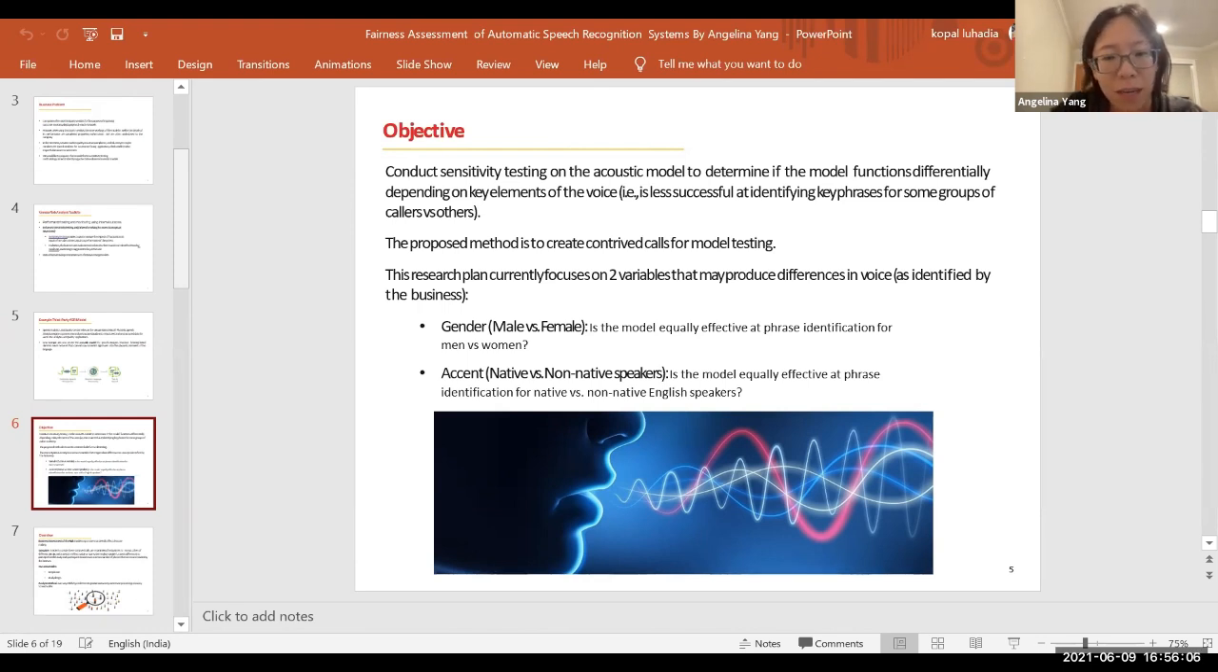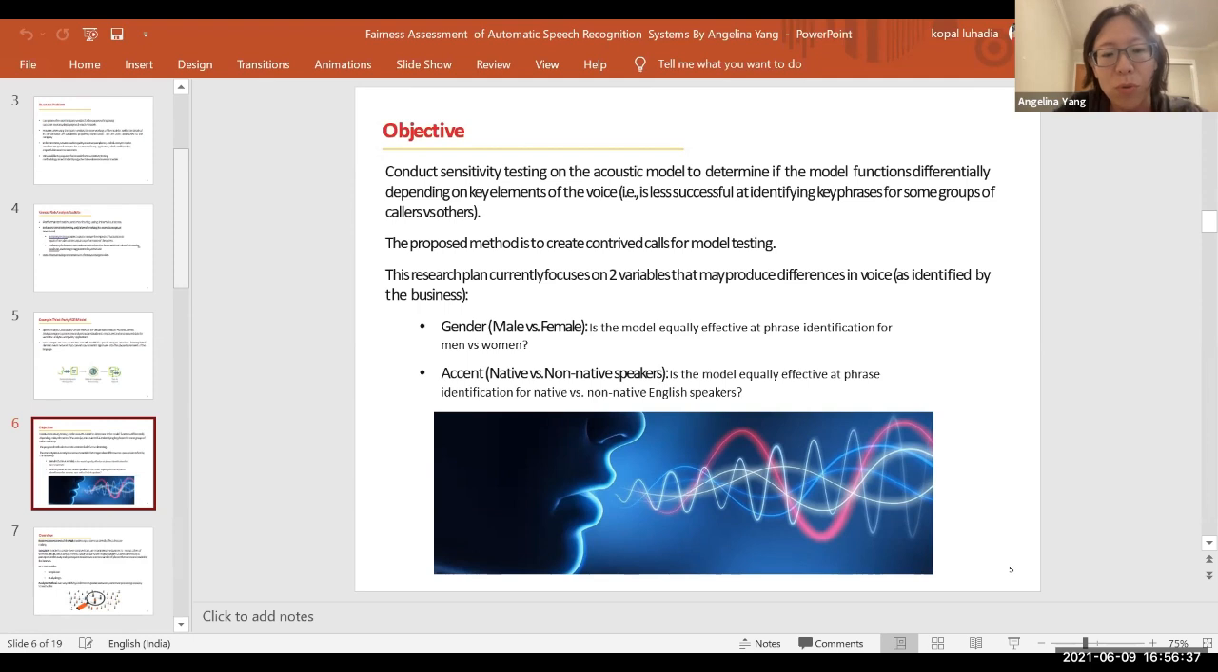So these are then identified by the business. One is gender, for being male or female callers, or accent, which is native English speakers or non-native English speakers. So the question we're asking here is, is the model equally good at identifying phrases spoken by these different subgroups of people? So here I'd like to mention, this is the construction of our fairness.